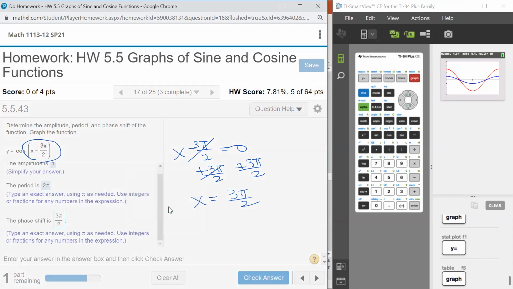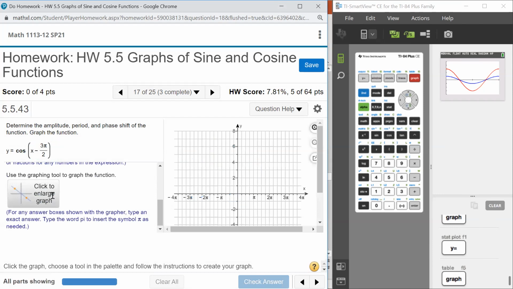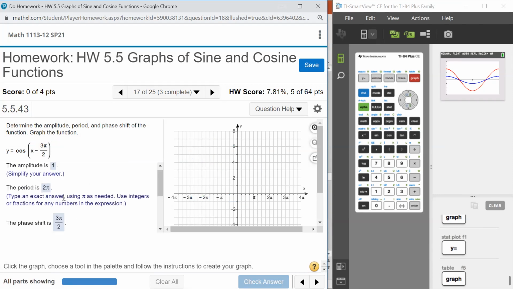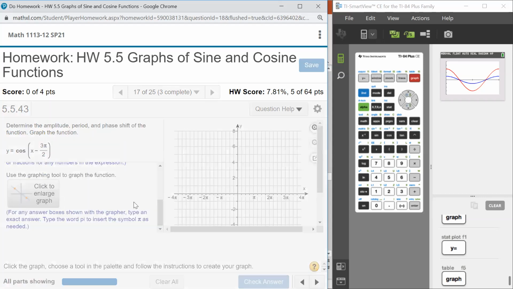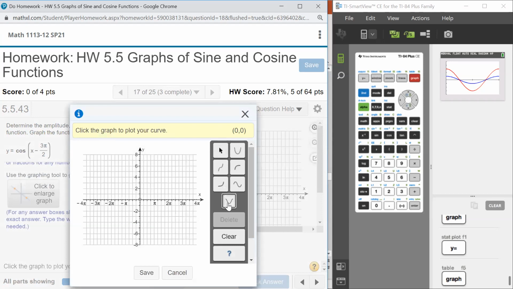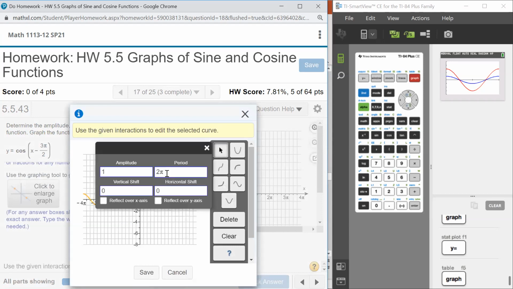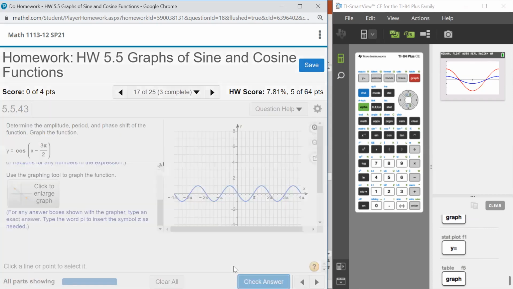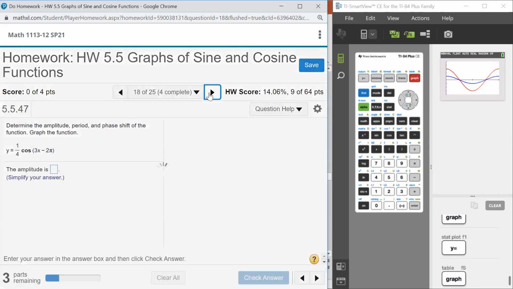Okay, now comes the graph part. So you have to remember the period and the phase shift. Period is 2 pi, phase shift is 3 pi over 2. We're doing cosine again, so pick the cosine tool. Period was 2 pi. The amplitude was 1. Vertical shift is 0. Horizontal shift is your phase shift, so in this case, it's positive 3 pi over 2. There is no reflection. Save, check answer, and that's it. Maybe we'll just do another one.